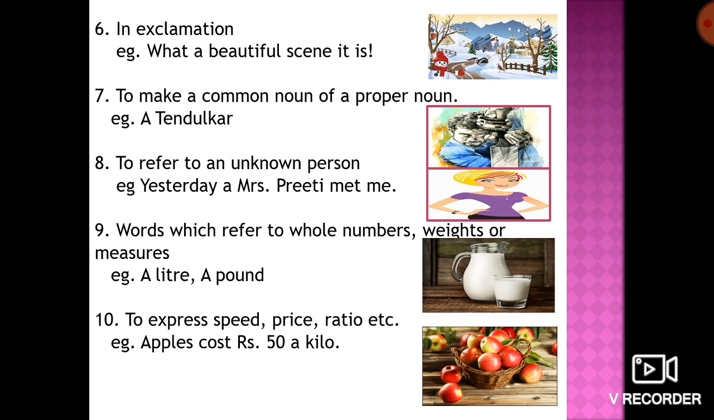Next is words which refer to whole numbers, weights or measures, like a liter, a pound. Next is to express speed, price, ratio, etc. For example, apples cost ₹50 a kilo. A kilo refers to price. That's why we have used a kilo.